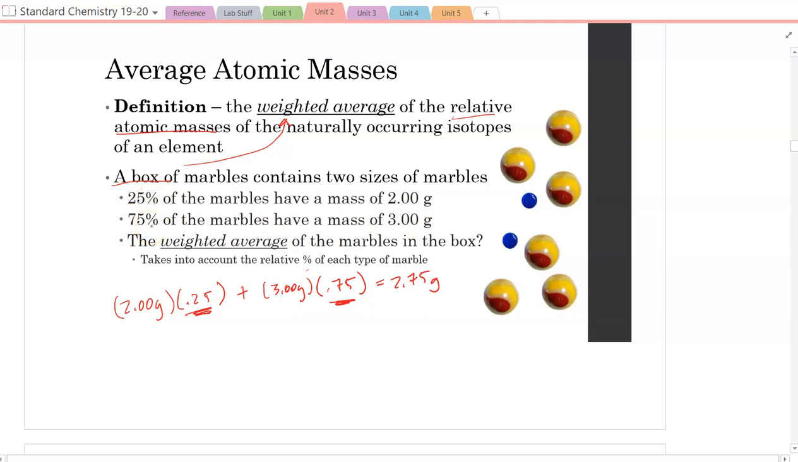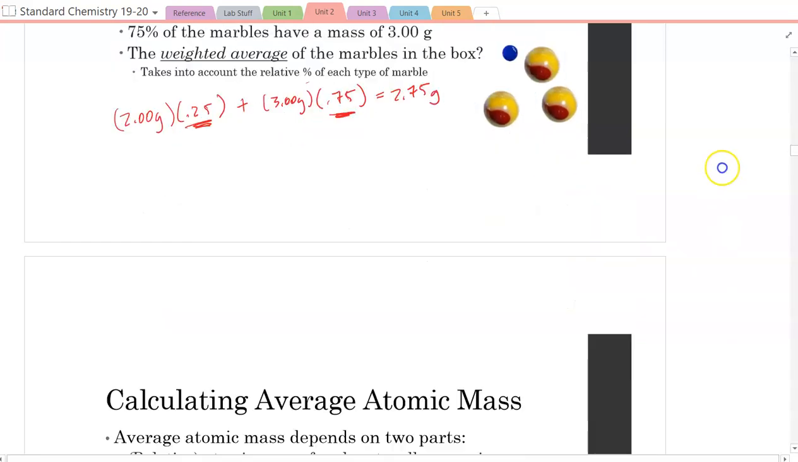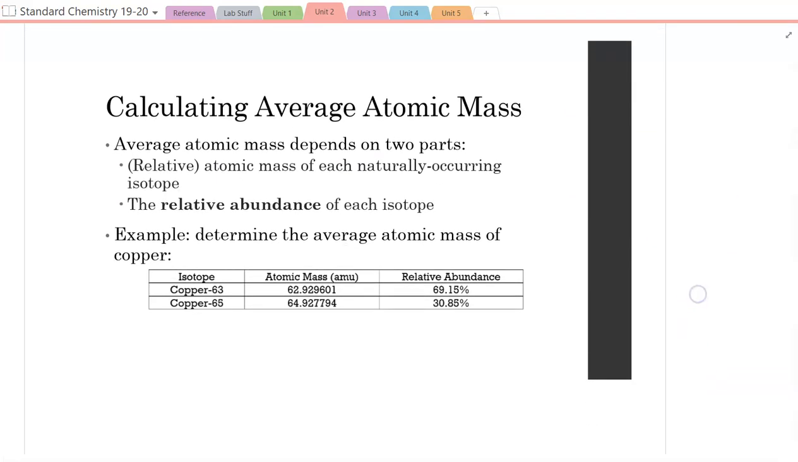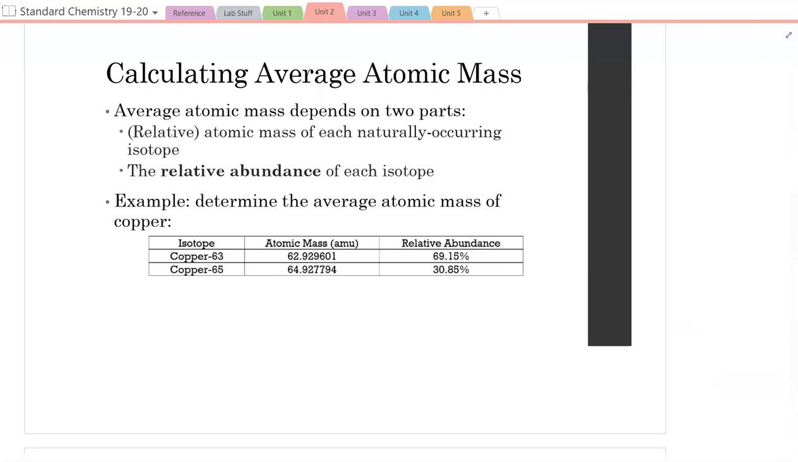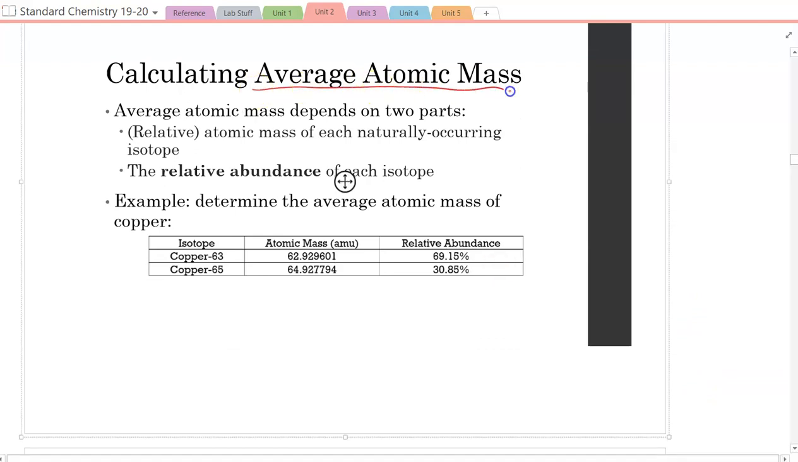So going back to average atomic masses, this is the application of it on this page. So how do we calculate it using some given information? The average atomic mass, this is what we actually see on the periodic table.